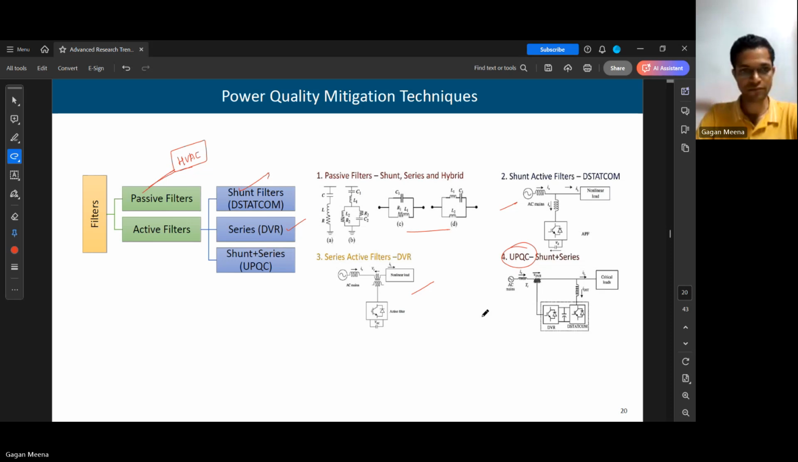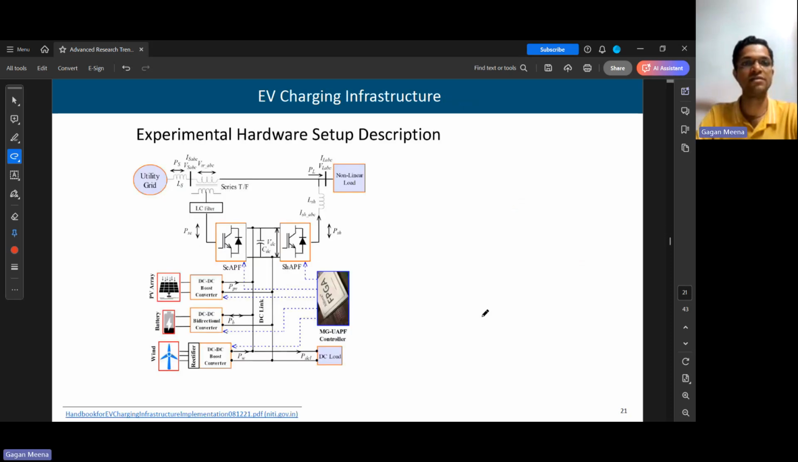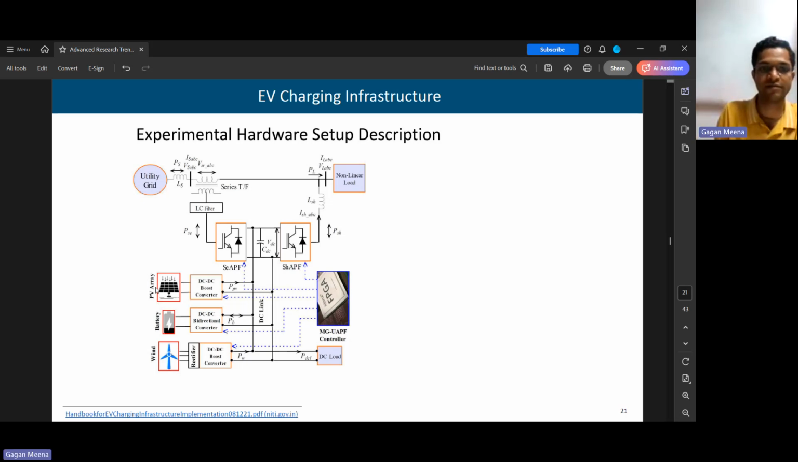And this is one experimental hardware setup for this. Here we are using back-to-back converters. One is acting as a series active filter and one is acting as a shunt active filter. The load side is acting as a shunt, and the utility grid side is acting as a series filter.